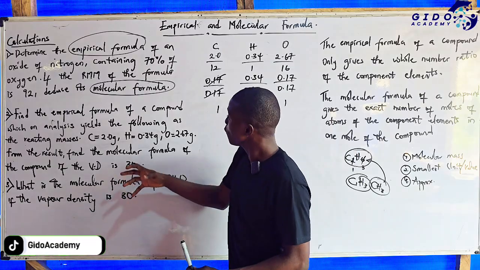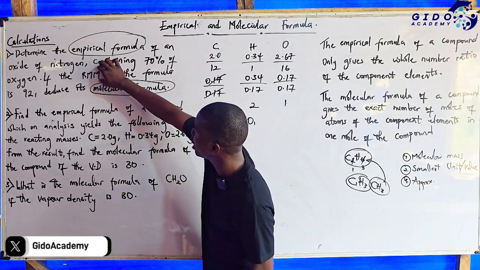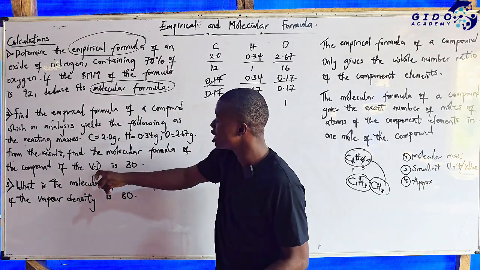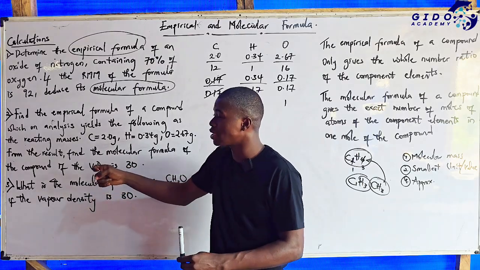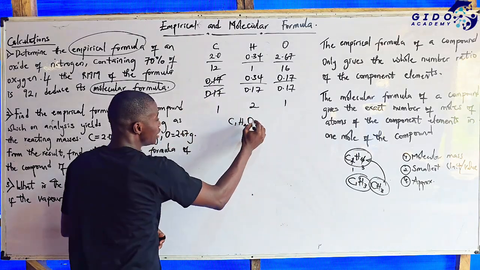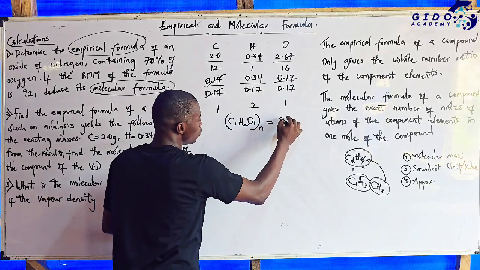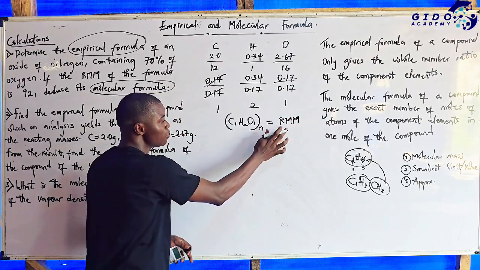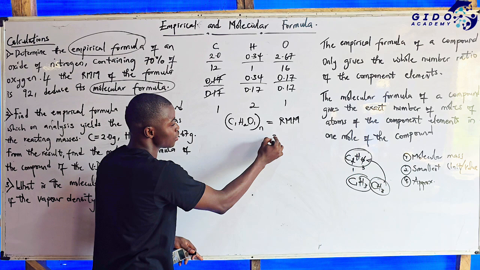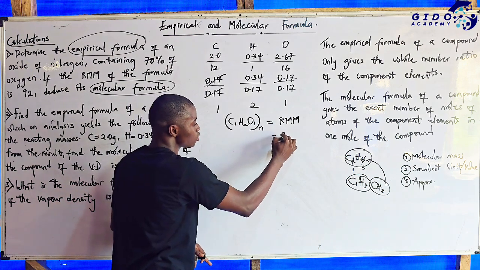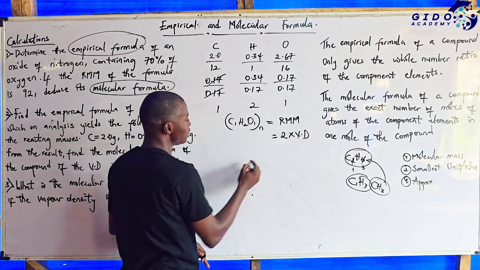But they said, from the result, find the molecular formula of the compound if the vapor density is 30. Where, like what I told you earlier, we are calculating for the relative molecular mass. But in this case, relative molecular mass was not given. They gave us the vapor density. So what you have to do, the empirical formula of the compound times N is equal to the what? The relative molecular mass. But the relative molecular mass is not given. But I told you in our previous video that relative molecular mass is equal to 2 times the vapor density.